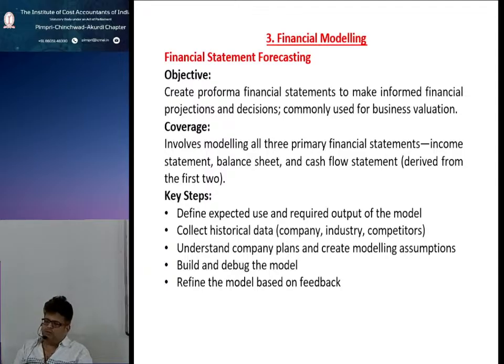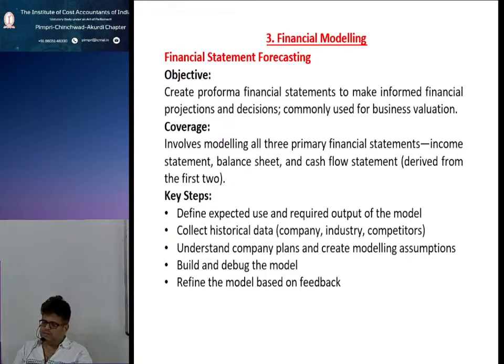Then we saw what is meant by financial statement forecasting. So the objective of financial statement forecasting is to create pro forma financial statements to make informed financial projections and decisions, commonly used for business valuations. It involves modeling all three primary financial statements, namely the income statement, balance sheet, and cash flow statement. And this cash flow statement typically is derived from the first two, that is income statement and balance sheet.